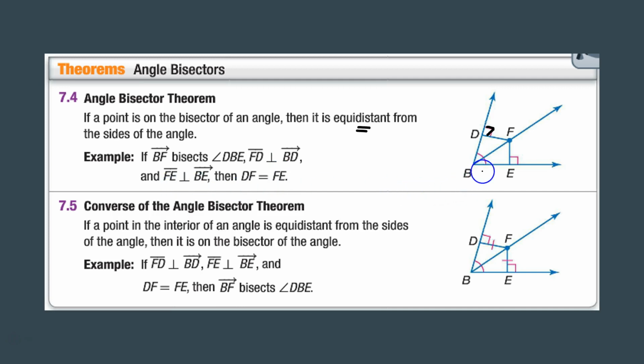And then we know that FE, right here, is perpendicular to BE, which is why we have this marking here as well. And if we know that, then we can say that DF is equal to FE. So these are the same. And then the converse, once again, is just saying the same thing, but going backwards. So we're starting with this, and then we're going to that it's bisected.